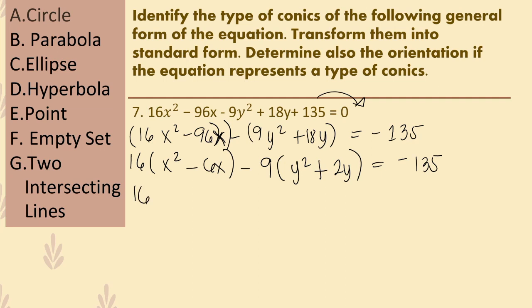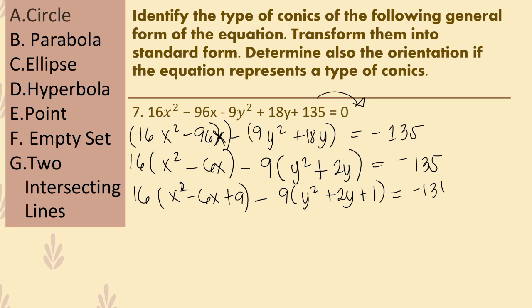Then, yung completing the square, x squared minus 6x. 6 divided by 2 is negative 3. Then, squared is positive 9. Minus, 2 divided by 2 is 1. And 1 squared is 1. So, 9 times 16 is positive 144. And then, negative 9 times 1 is negative 9.